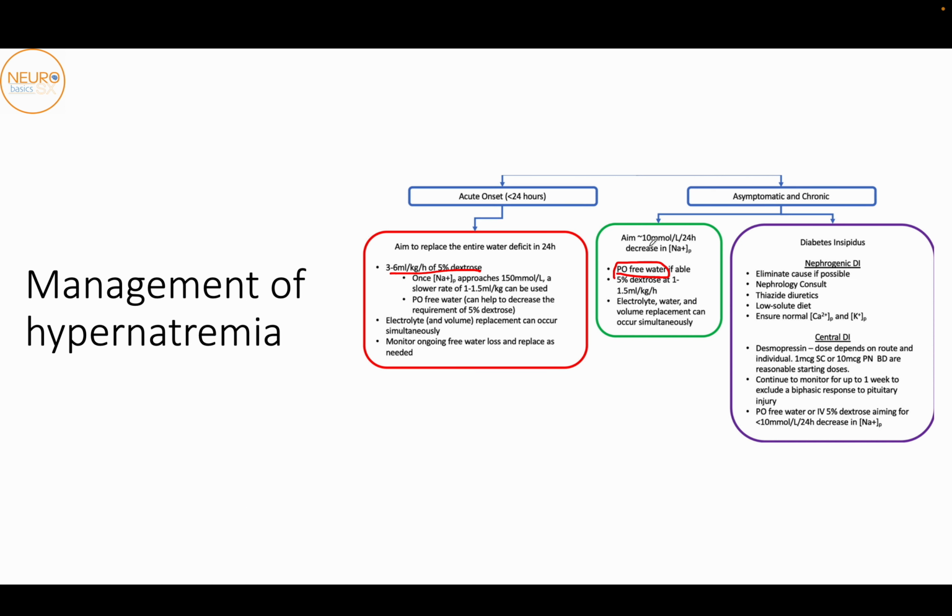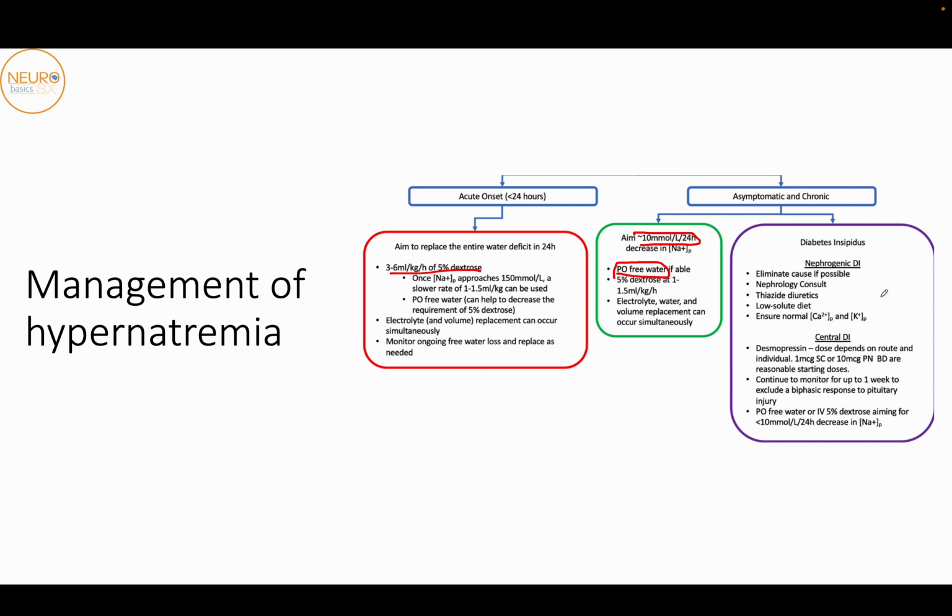There is actually not a very strict cutoff for how much correction you can achieve with hypernatremia as compared to hyponatremia. Still, overall, the suggestion is to try to achieve only 10 millimole per liter in 24 hours, just like the cutoff that we have for hyponatremia.